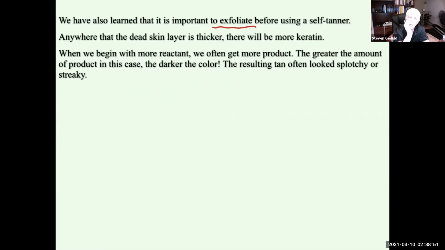When we begin with reactant, we often get more product. The greater the amount of reactant, the darker the color. So the more dead skin layer you have, the thicker it is, the darker the color is going to be from a spray-on tan. The resulting tan often looks splotchy or streaky in cases where you have different amounts of reactant, different layers.